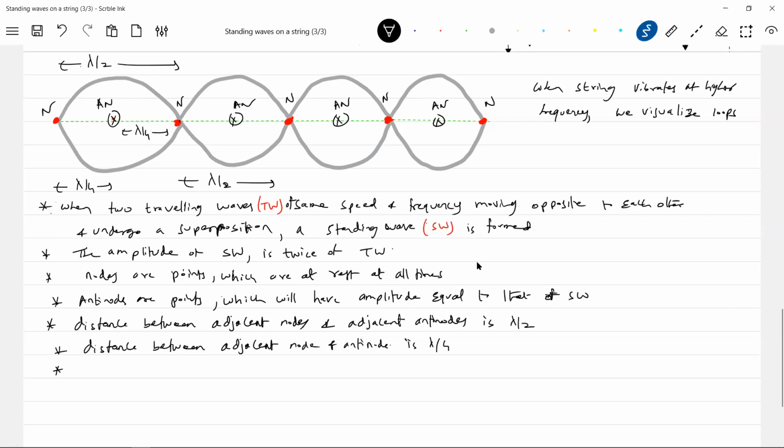Who will possess maximum, what about the antinode? It can possess maximum kinetic energy. So kinetic energy at the antinode varies harmonically with time, and potential energy will be 0.